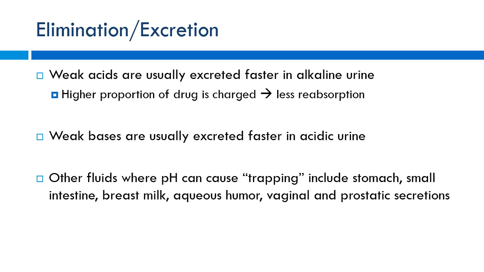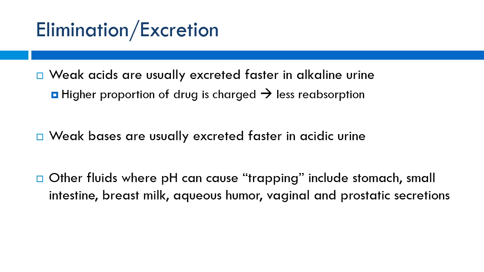Again, weak acids are usually going to be excreted faster in more alkaline environments, as I mentioned, right? So if I were to increase the pH of the urine up to say 8, you're going to find the weak acids are going to be more in that unprotonated state. They're going to be more charged. They have a harder time being reabsorbed because they have the charge on. They're just going to bounce right off those membranes there.